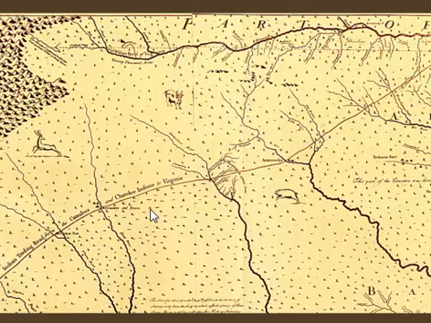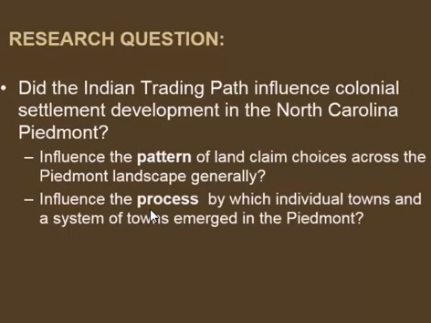Right. So that is pretty obviously the same direction and shape as the other two things we've just seen, the railroad and I-85. So that really kind of piques the geographical interest. So I set out to answer a research question based on the Indian trading path, based on what I've been seeing. Wanted to know whether that trading path had influenced colonial settlement development in North Carolina.